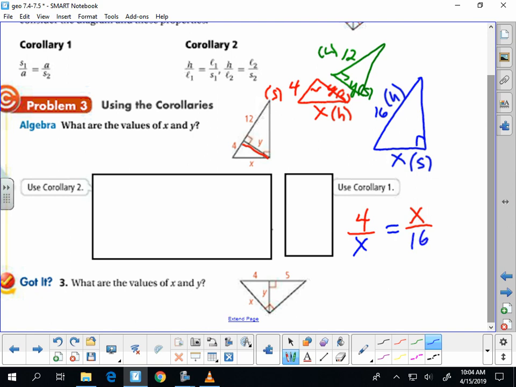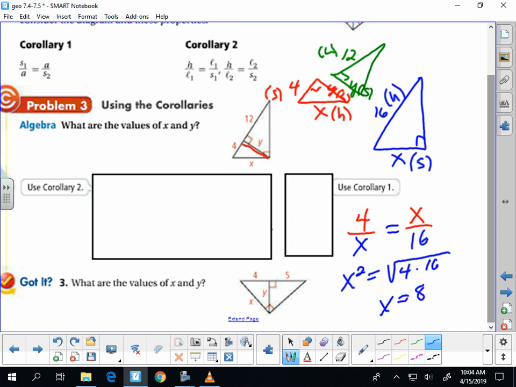Now here's where we're talking about geometric means: often you have x's across from each other, or 2 numbers that are the same across from each other. If I cross multiply here, I'd get x squared equals 4 times 16. What's the square root of 4? What's the square root of 16? So 2 times 4, which is x equals 8.